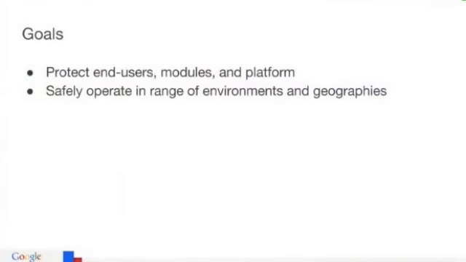The goals of the environmental specs are twofold. One, it is to protect the end users, then the modules, and the platform in that order of priority. Secondly, because we are intending this phone for the entire world, we want to make sure that the modules will be able to operate through a range of environments and geographies.